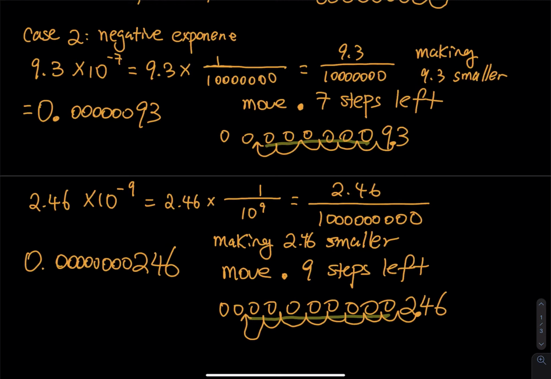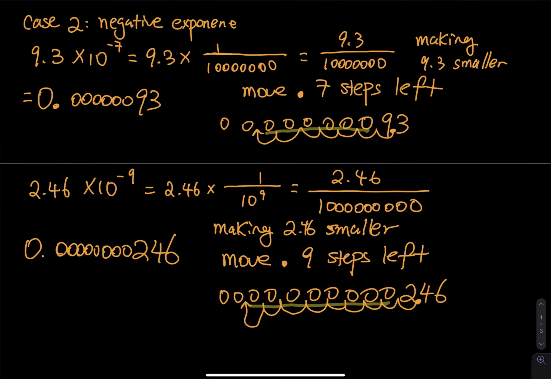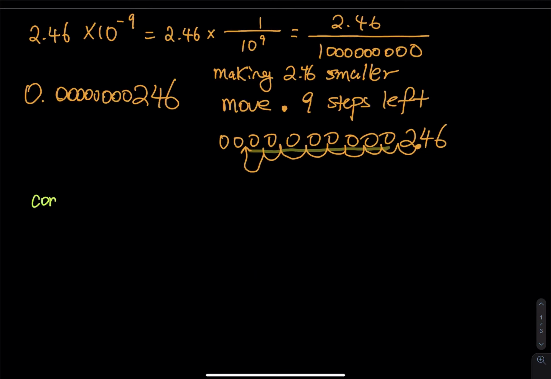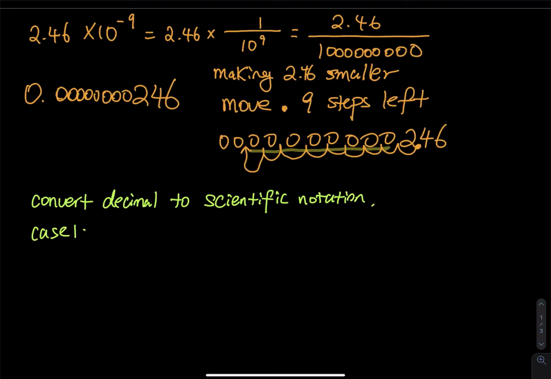How about from decimal to scientific notation? Let's do that too. So now we are trying to convert decimal to scientific notation. All right, so case one is a very large value and positive exponent.